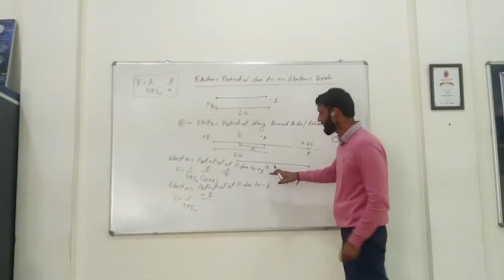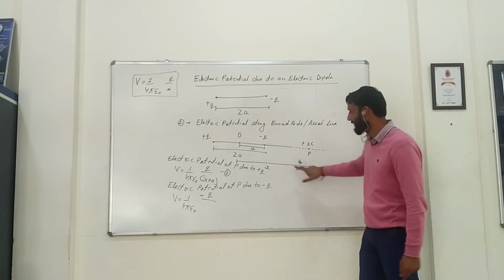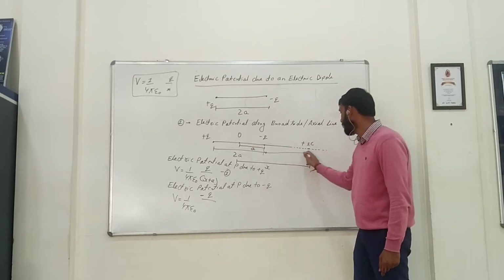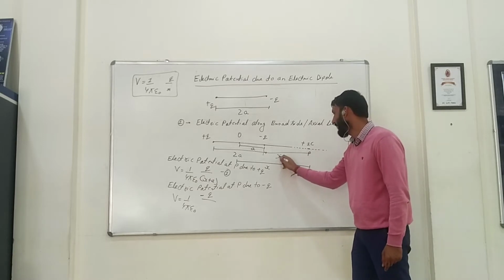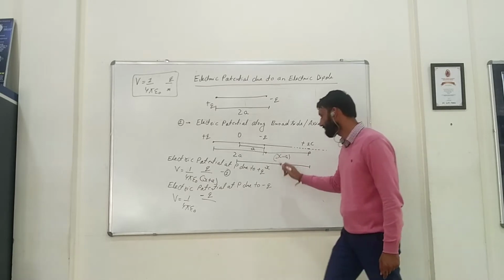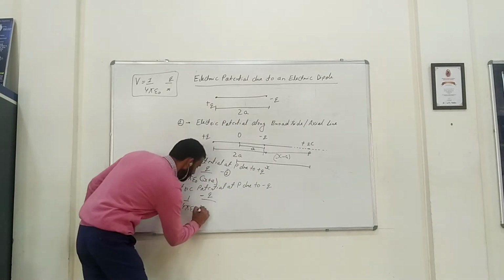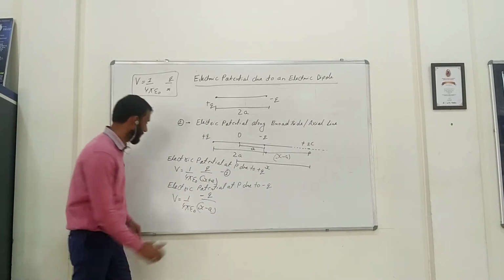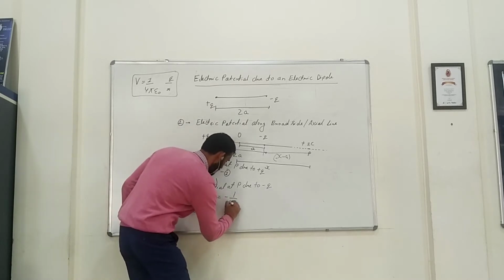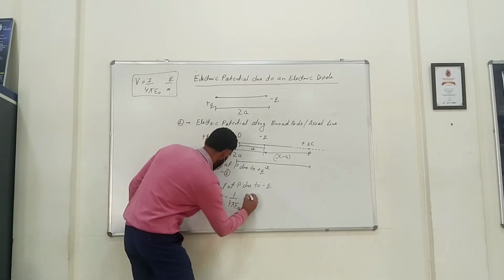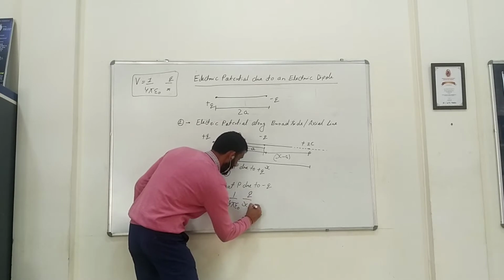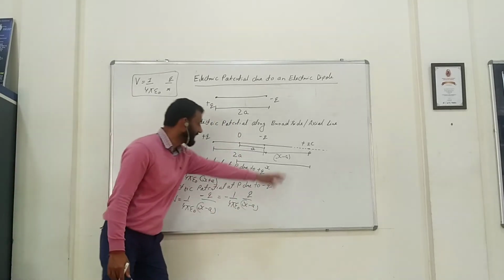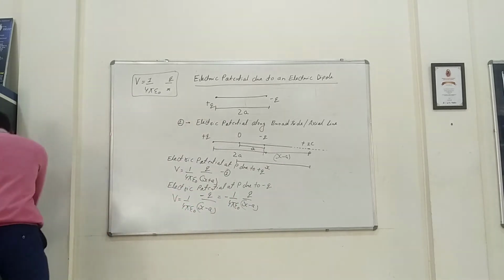And then the distance here. So what will be the distance? If this part is x and this part is a, then the distance from this part to this part will be x minus a. So it will come x minus a, right? So if I write it, it will become minus 1 upon 4 pi epsilon naught q upon x minus a. Correct?